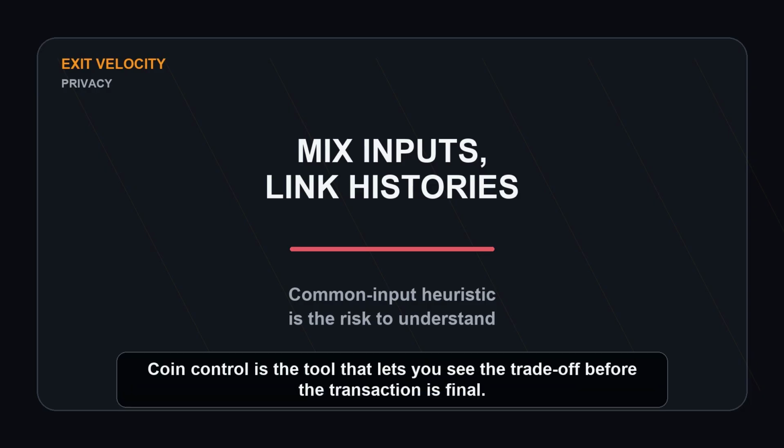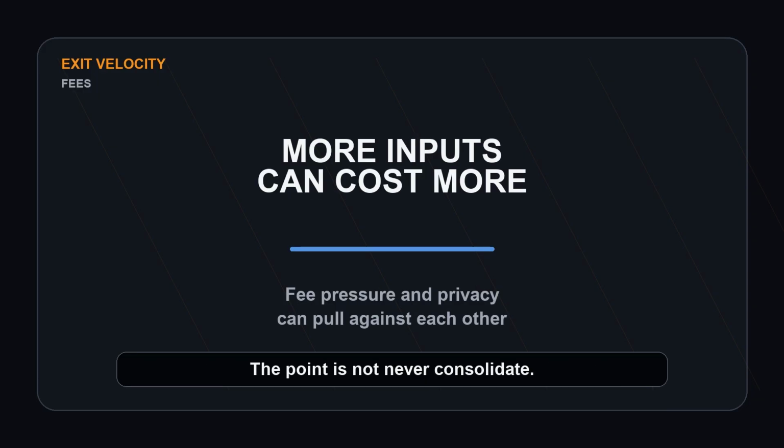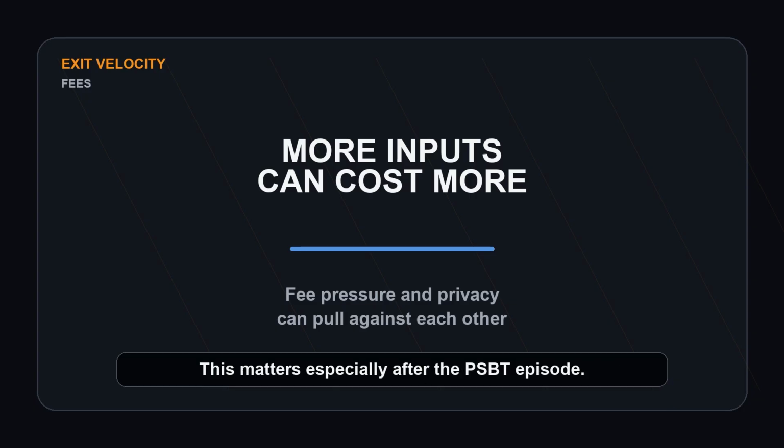Here's a simple example. Imagine you need to send a payment that can be funded by one medium-sized UTXO. That transaction may be smaller than a transaction that pulls from 12 tiny UTXOs. Smaller transactions often mean lower fees. But if the one medium-sized UTXO came from a context you do not want connected to this payment, the lower fee choice may not be the better privacy choice.